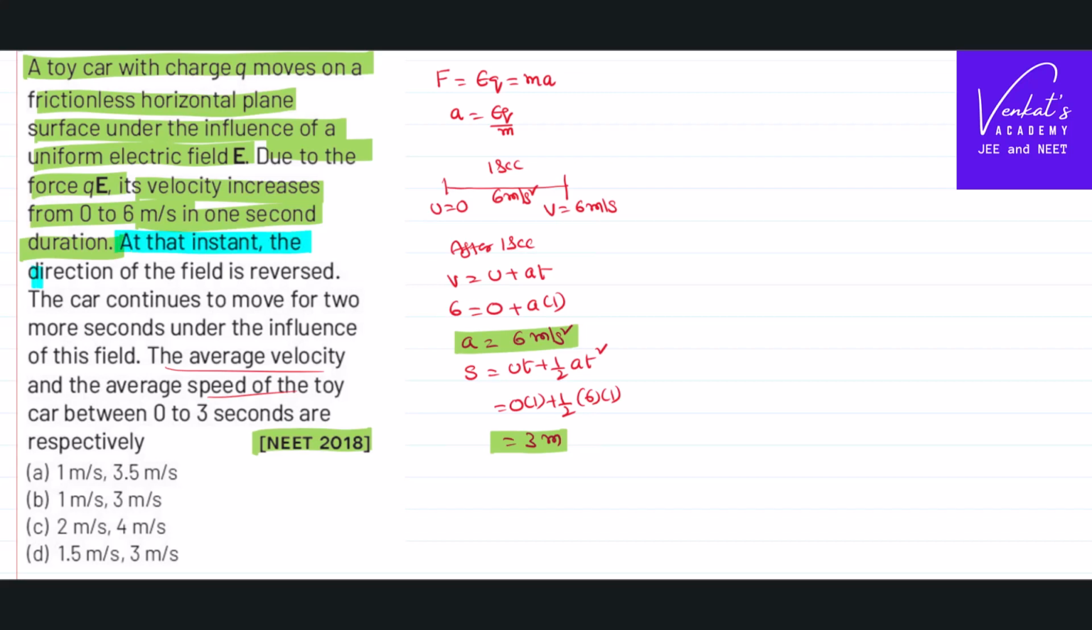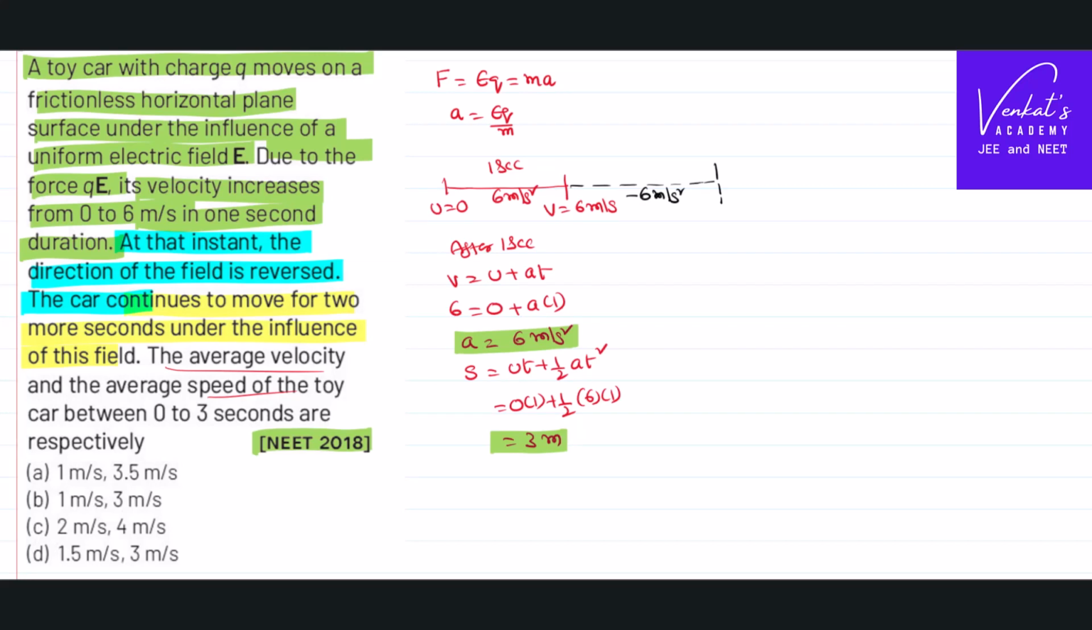At that instant, the direction of the field is reversed. So what happens when the field is reversed is the acceleration starts acting in a negative way. The field is reversed, so the force is reversed, so the acceleration is also reversed. So that is minus 6 meters per second square. And it continues to move for 2 more seconds. It is before coming to rest under the field, it has moved for 2 more seconds.